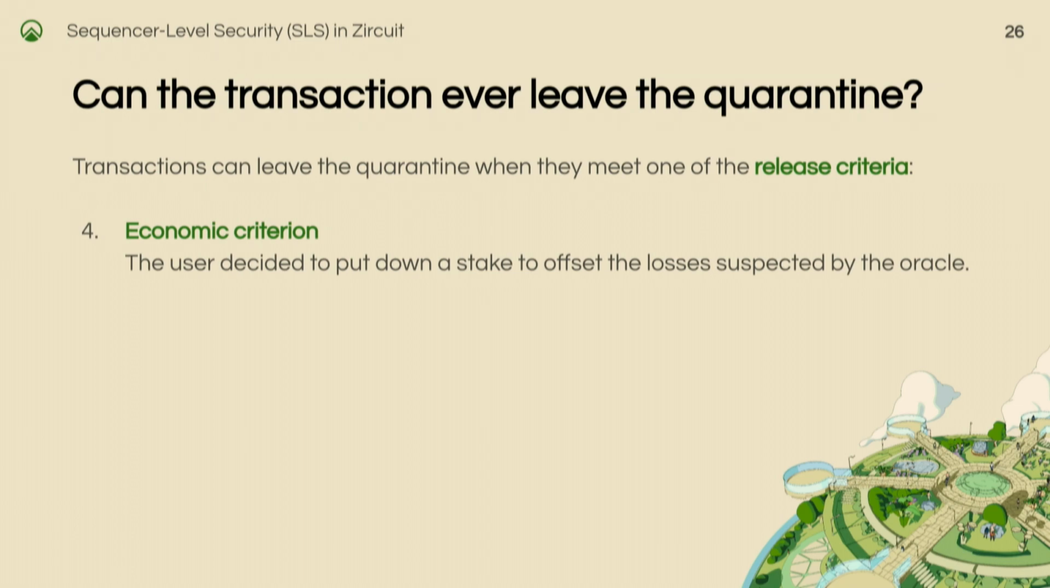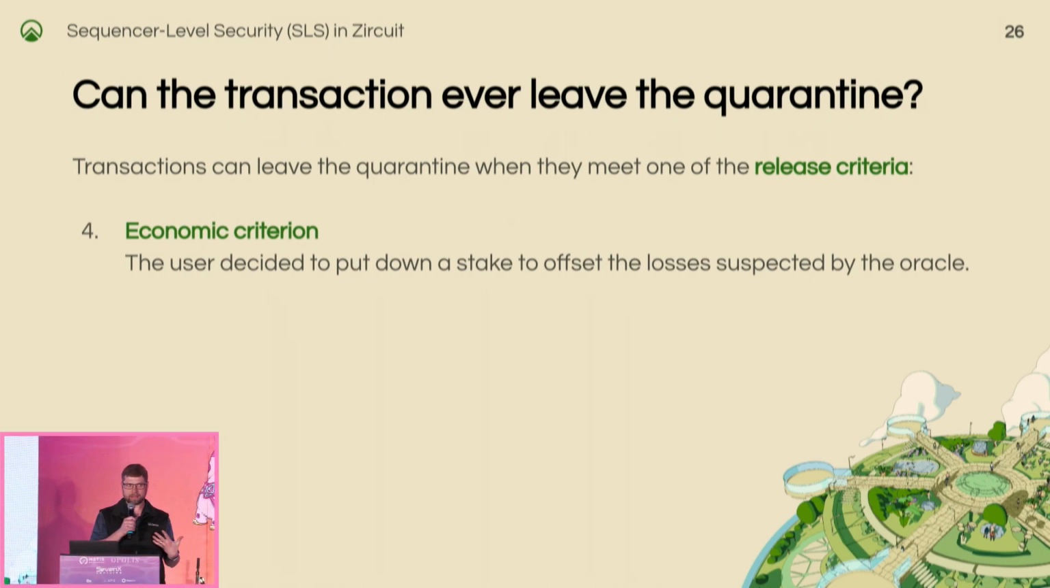The criterion that I really, really like is the economic criterion. Say that you are an honest actor, you are performing some sort of arbitrage on chain, right? So you are pursuing some arbitrage opportunity, and we unfortunately falsely accuse your transaction of being malicious. Well, in such a case, you are 100% confident that your transaction is not malicious, right? You are not here to hack your favorite lending protocol. In that case, you should have the option of telling us, hey, Zircuit, I think that you are wrong.